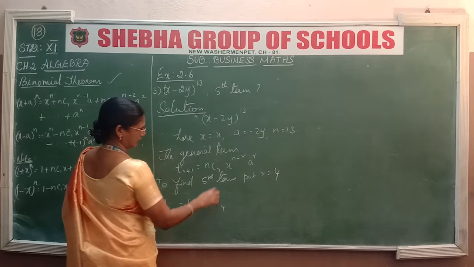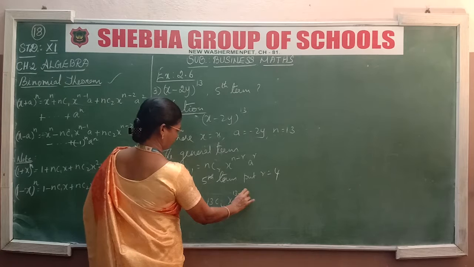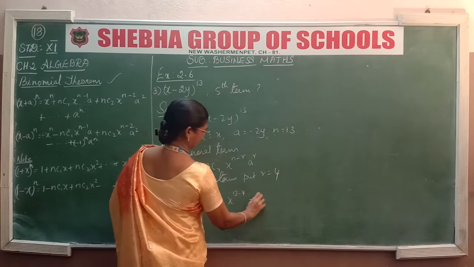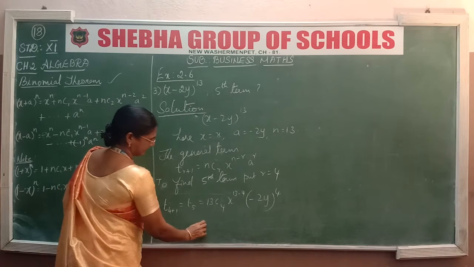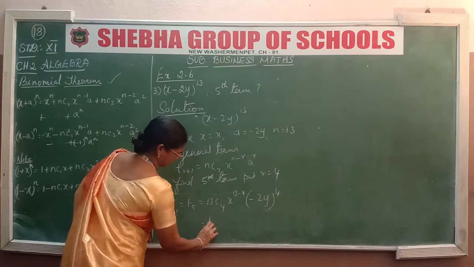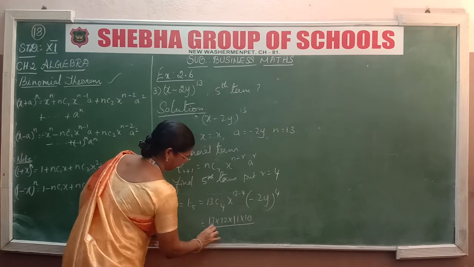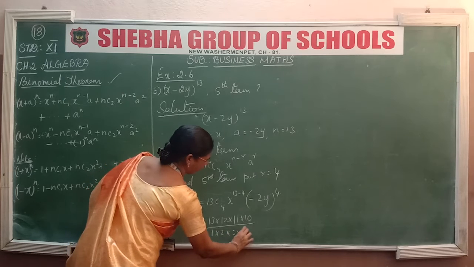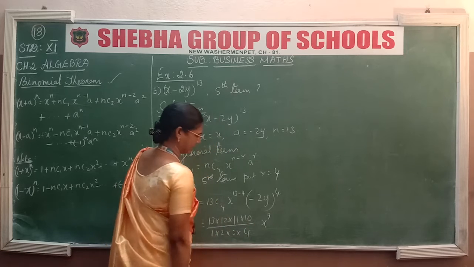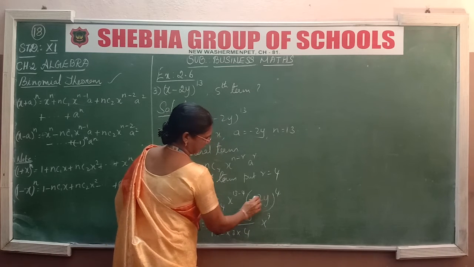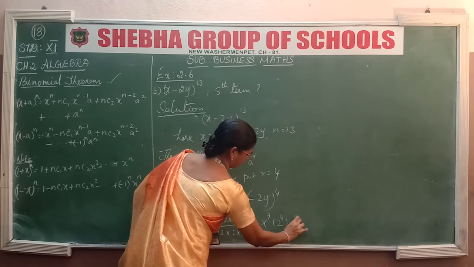13C4, and x is x power n minus r, 13 minus 4, and a power r, a is minus 2y, power r is 4. Next, 13C4, that is 13 into 12 into 11 into 10 by 1 into 2 into 3 into 4, and into x to the power 13 minus 4 becomes 9, and minus 1 to the power 4 is plus, and 2 power 4 into y power 4.